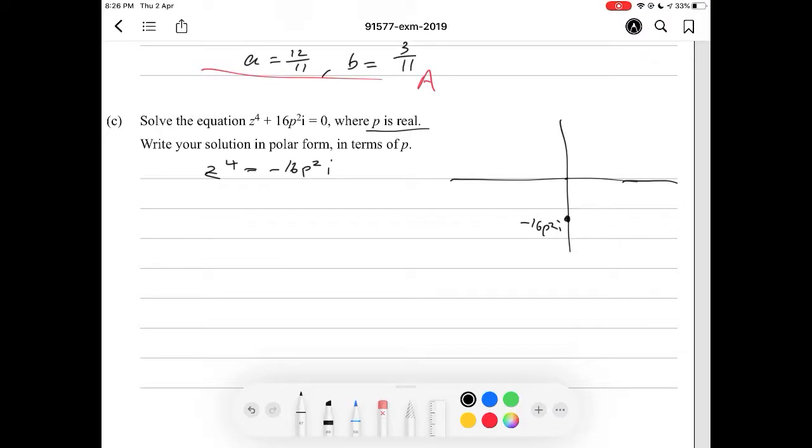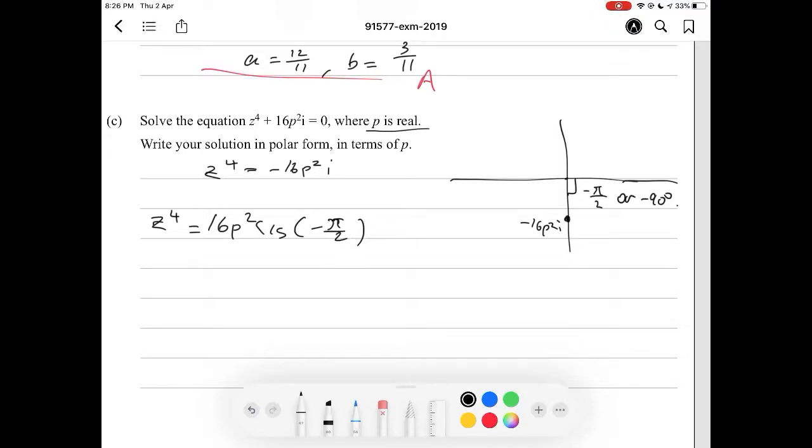So in order to write it into polar form, we need to find the angle, which we already know is negative pi over 2, or negative 90 degrees. And our modulus will just be the length of the line. It's not negative because the length is positive, so we say the length would be 16p squared. So in this case, we can say z to the power 4 equals 16p squared cis of negative pi over 2.